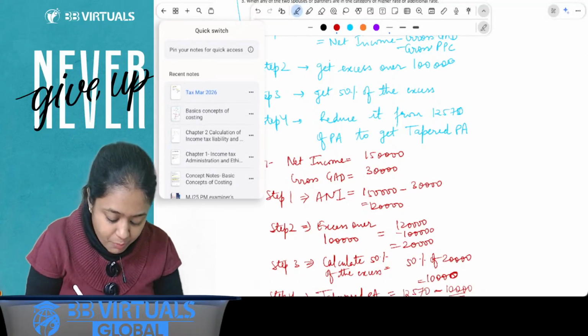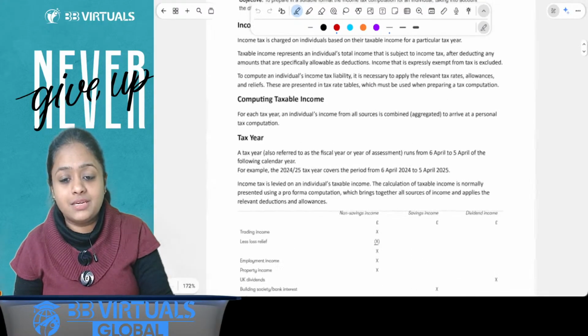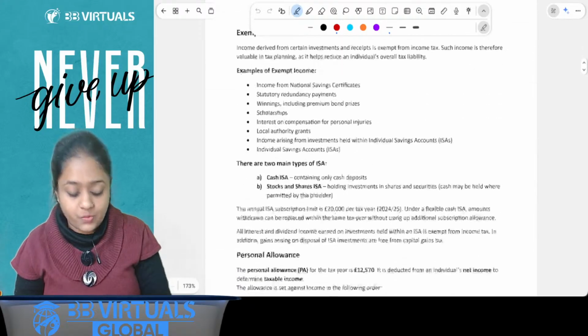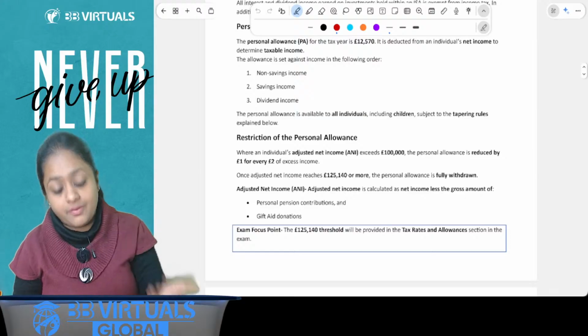So I'm opening the book. This is the book that you will get, custom created by me, that covers everything in detail. So we will cover a lot of portions that I have not covered here today. I will cover them tomorrow.